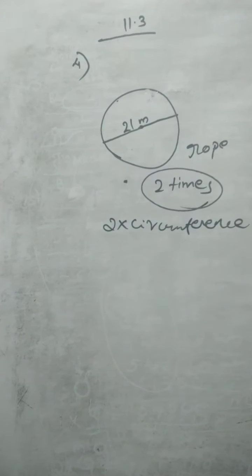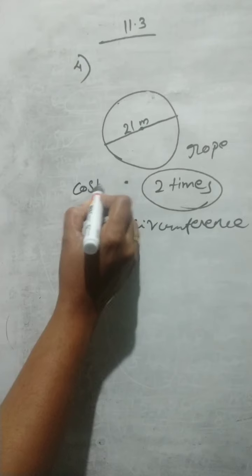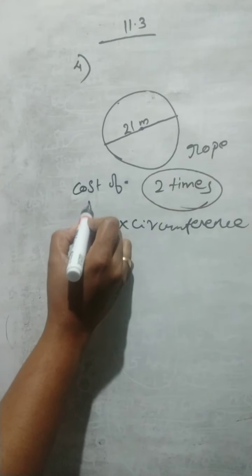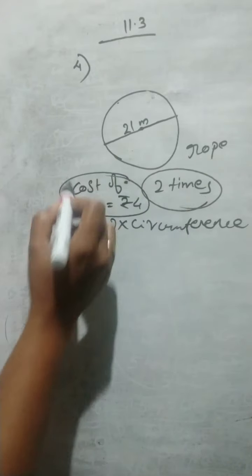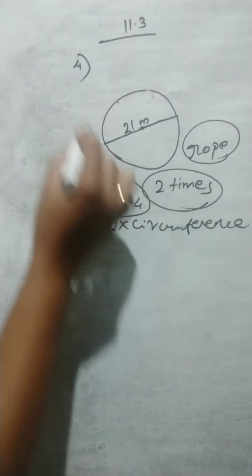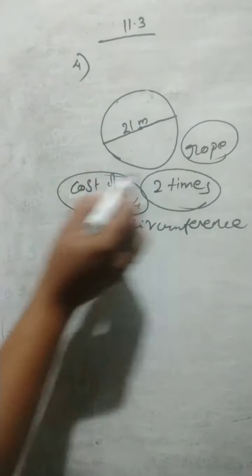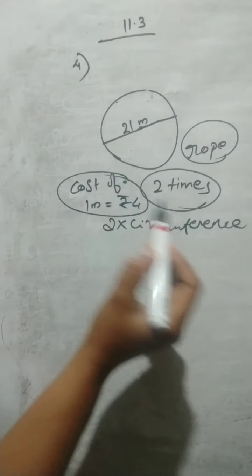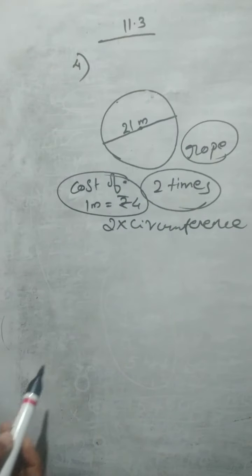So also find the cost of the rope. If it costs rupees 4 per meter, we have to find the cost of the rope. For 1 meter, that is equal to rupees 4. Then what is the total length of rope? For 1 time, that will be 1 time the circumference. But they have to tie 2 times. So 2 times the circumference.